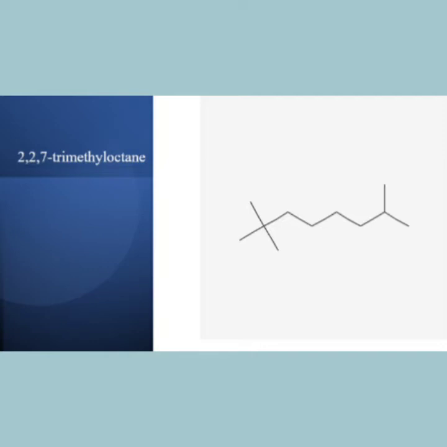We are going to account for the 2 methyls in the front because there's more of them. And then we will count the last one last. So 2 methyls are on carbon 2, and there's 1 methyl on carbon 7. So the IUPAC name is going to be 2,2,7-trimethyloctane because there are 3 methyls.